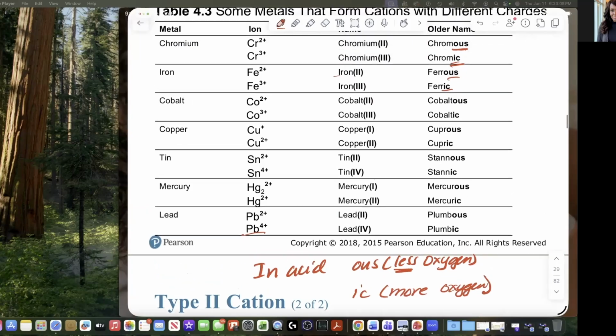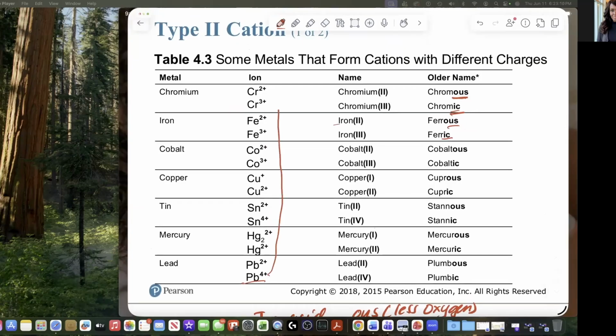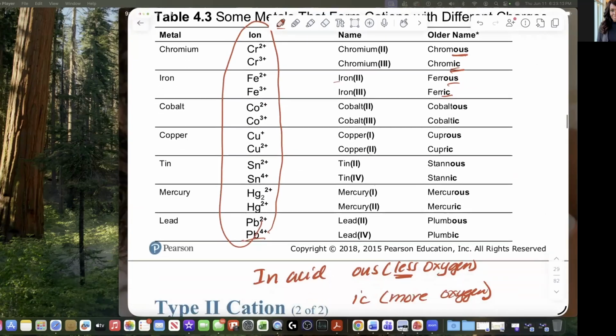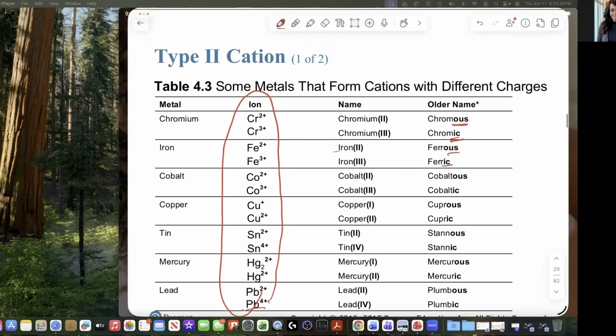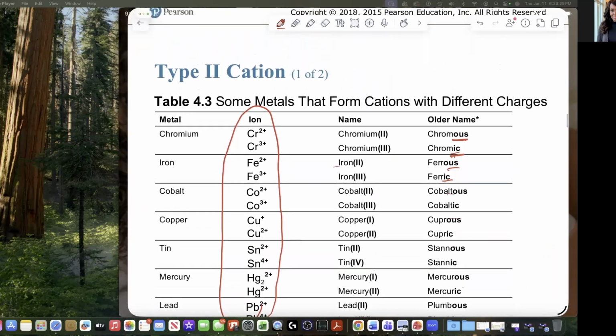The context here, we don't even have oxygen in any of these metals. So ic will just indicate more, and ous will indicate less. We don't care about the oxygen here. More charge, less charge. But this is somewhat subjective. So you can see here, all the ics indicate more charge, all the ous's indicate less charge. So that was the old school way. We call this retro. That used to be the way.